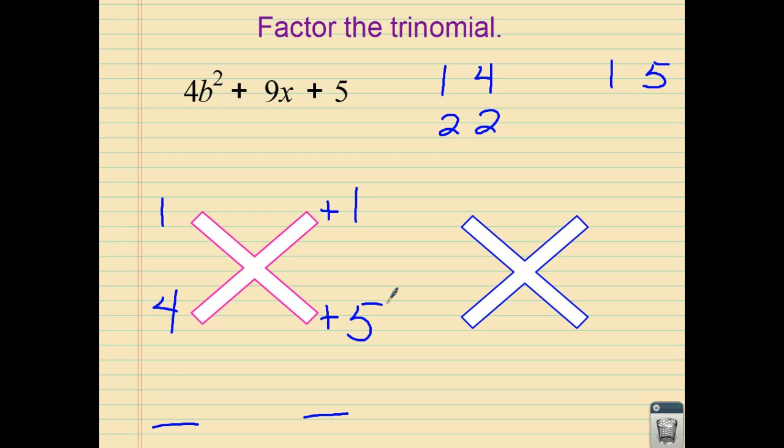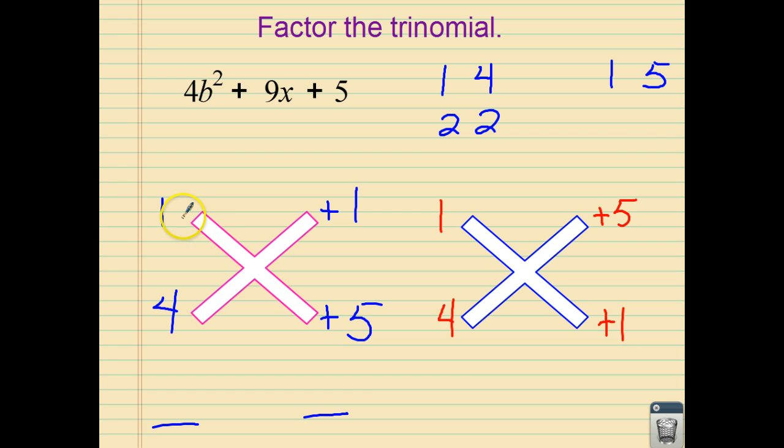Now if that doesn't work, the second X is there just in case. We could put a 1 and a 4 and then flip-flop our 5 and our 1. But maybe we don't even need that. Let's check this out.